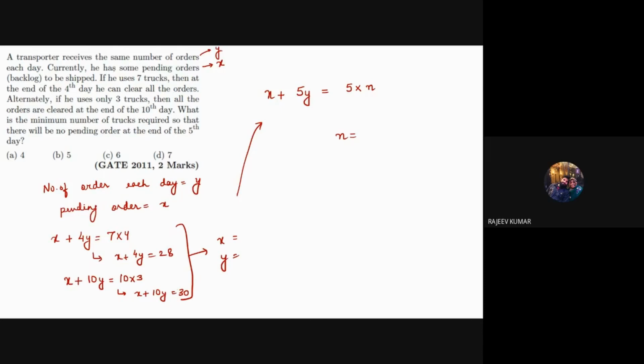Yes. Basically, what it says is that he is using 7 trucks. Now, although not clearly mentioned, this means that 7 trucks are being used per day. For 4 days, it will become 7 into 4. Okay, understood.